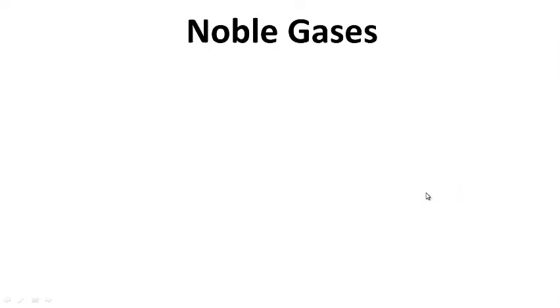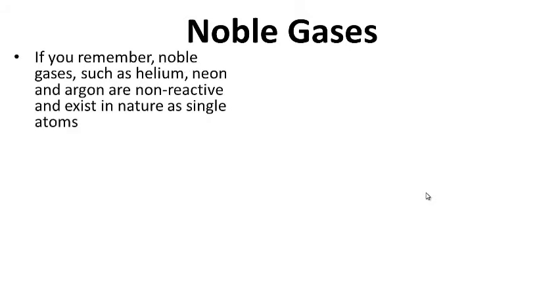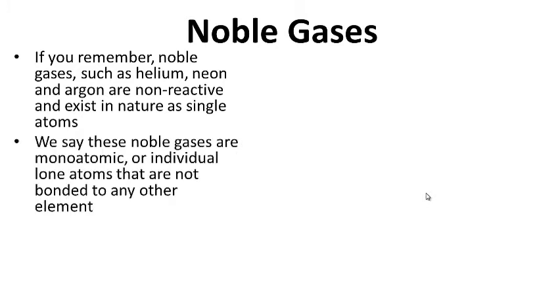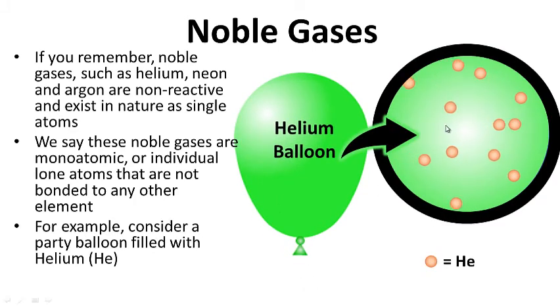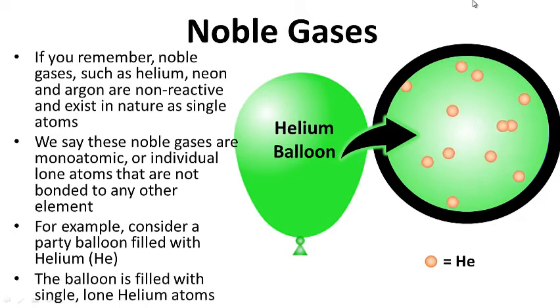So, the noble gases. If you remember, noble gases such as helium, neon, and argon are non-reactive and exist in nature as single atoms. We say these noble gases are monoatomic. They're individual single atoms, or lone atoms, if you will, that are never bonded or combined with other elements. For example, a helium balloon, like I talked about earlier, is just single helium atoms. The balloon is filled with lone helium atoms. No other element is bonded to it or combined with it.